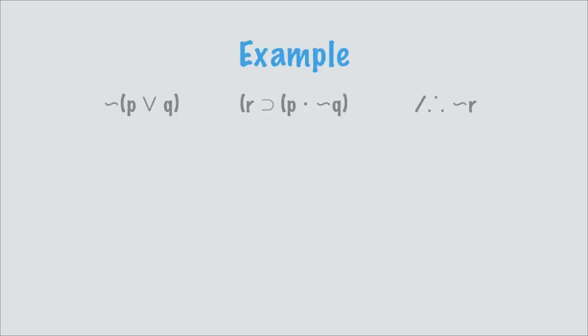So let me just give you an example, and this may help clear things up. I've got the premises: not the quantity P or Q, R, therefore P and not Q, and a conclusion, not R. Now what I need to do in order to determine whether this is a valid argument is look for an instance in which this premise is true, this premise is true, and this one is false. If it's possible for me to pick T's and F's for P, Q, and R such that the first premise is true, the second premise is true, and the conclusion false, then I know I have an invalid argument. So how do I do this?